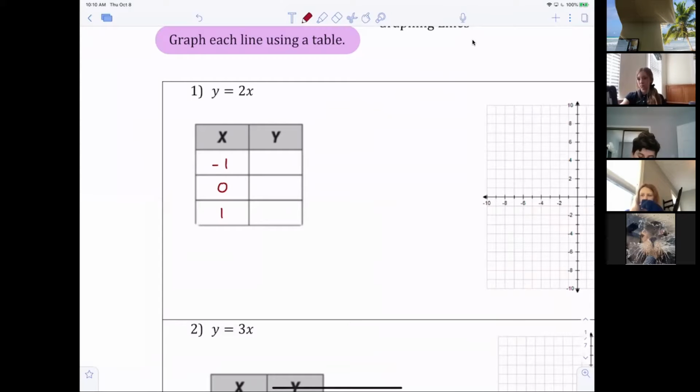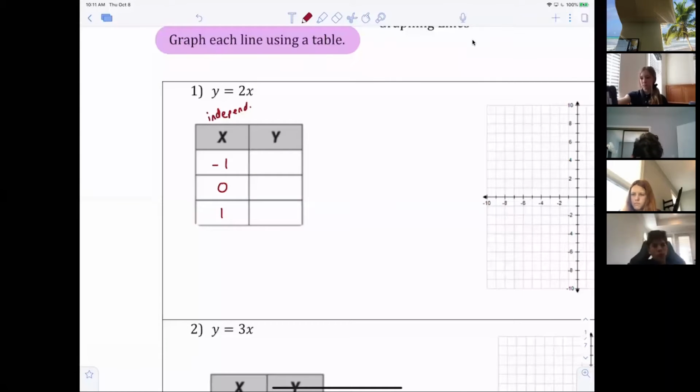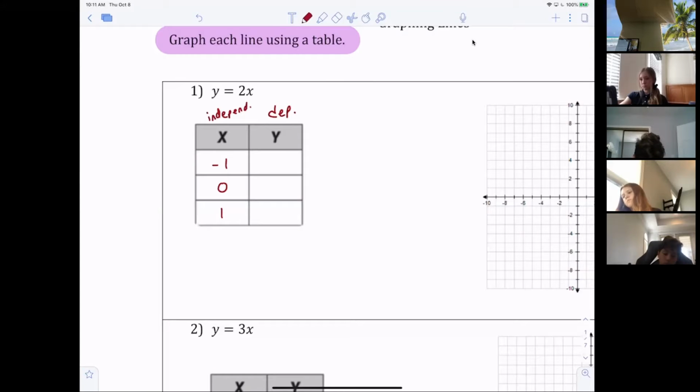Now, the next thing I want everybody to write above the x is: x is called the independent variable. And the y is the what? Y is the dependent variable. How I remember that is y depends on x. Y is dependent upon x. X can be anything. Y is the solution for whatever you plug x in.